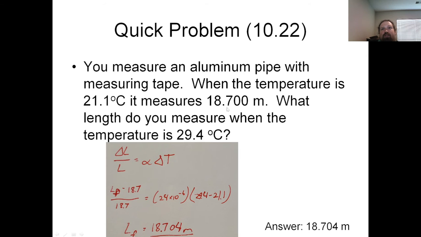Our original length was 18.700 meters, and our final length, after heating up by about 8 degrees Celsius, is only 0.004 meters. That is 4 millimeters longer. You likely would not notice that in your day-to-day life. So admittedly, there's only some very specific situations where this will actually be noticeable in your daily existence.